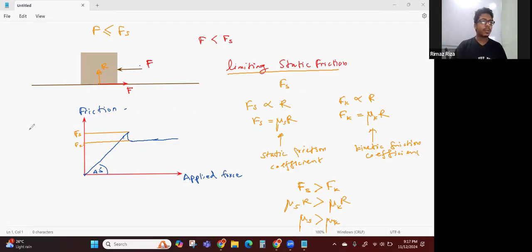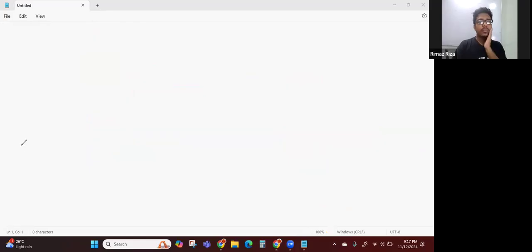Let us discuss a couple of applications of friction. So one thing is, we know friction is a very important force in our day-to-day life.